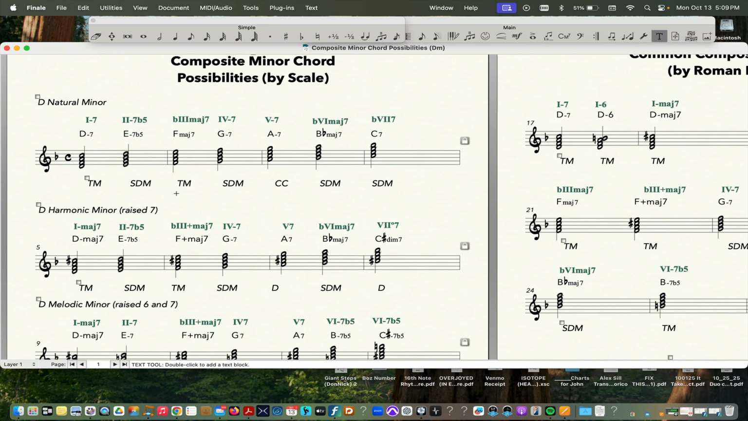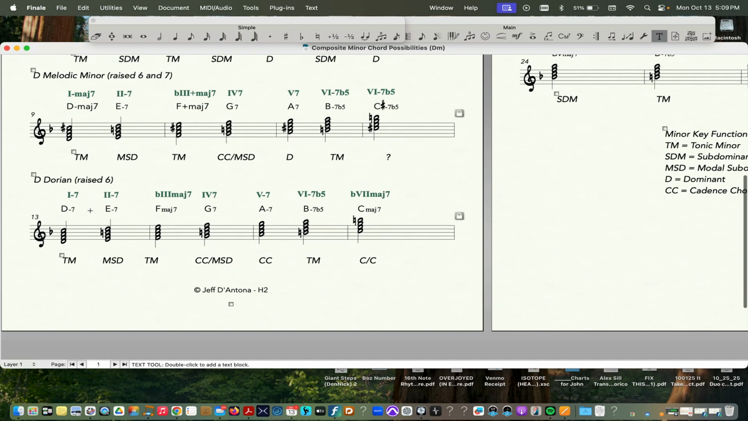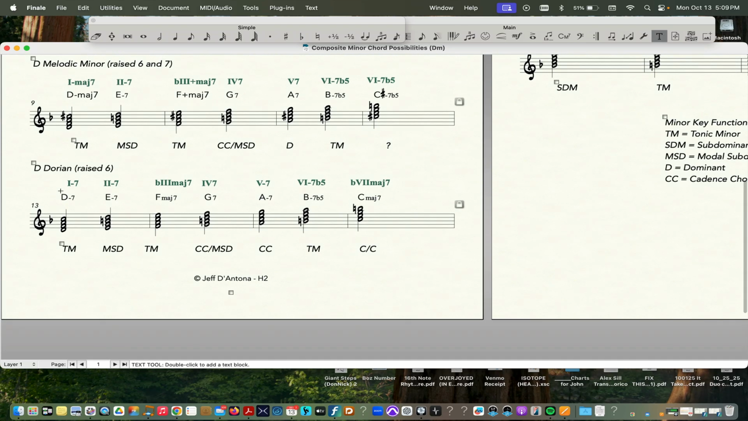And you can see that 1 minor 6 exists potentially. It's not written out here, but it exists potentially in this key because there's a raised 6, so you could have a 1 minor 6 there. And you could also have a 1 minor 6 in Dorian because it has a raised 6th.